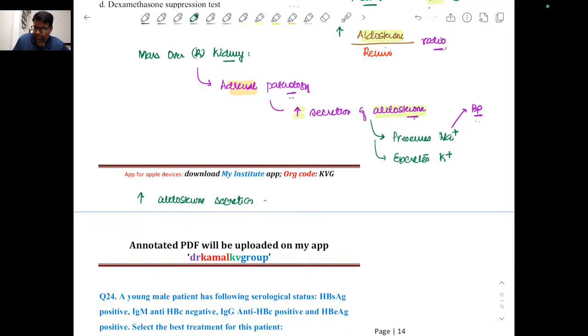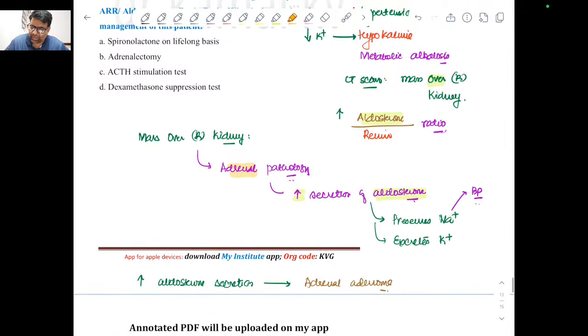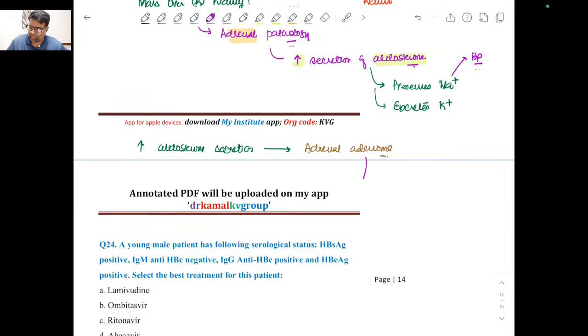It suggests that there is some tumor, so there is some adenoma which is secreting the aldosterone, so adrenal adenoma. And if it is only on one side, what we can do? We can remove it. So remove if unilateral, don't remove in case of bilateral. So it is adenoma, and this condition is actually known as Conn's syndrome.